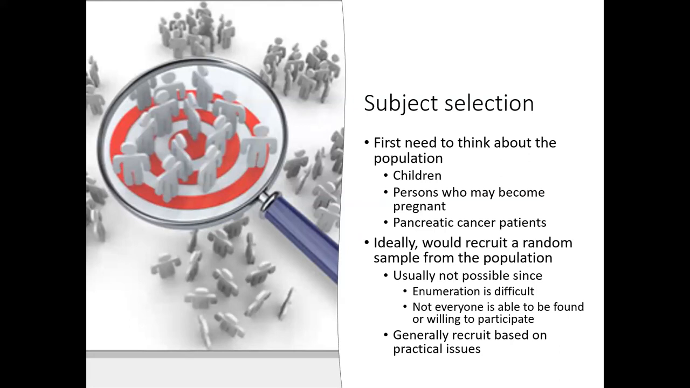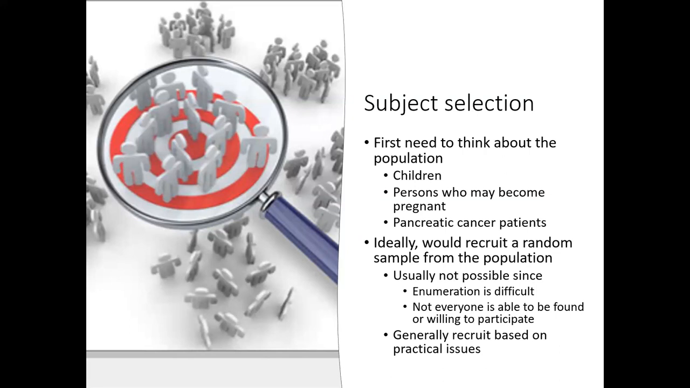Some public health studies have done things that have tried to get close to that. They have done recruitment from driver's license list for general population, maybe recruiting patients from a disease registry, right? So if we have a listing of people in that population, we could pick randomly those to participate. But that often isn't the case, right? That kind of enumeration of the population is difficult. The other issue with that random sample is not everyone is able to be found or willing to participate.